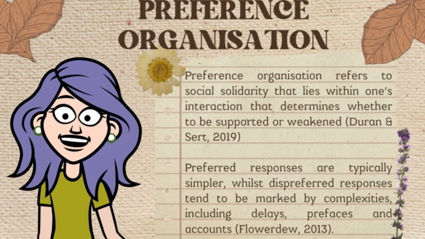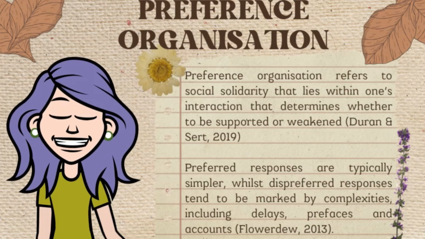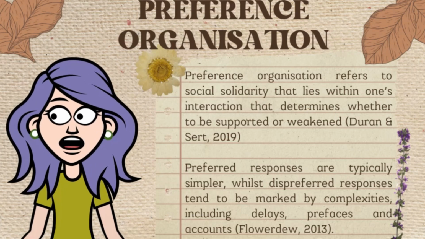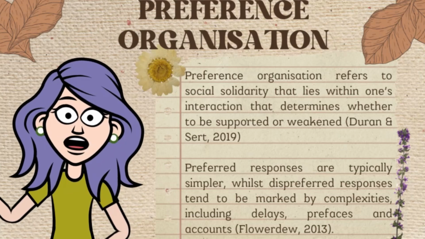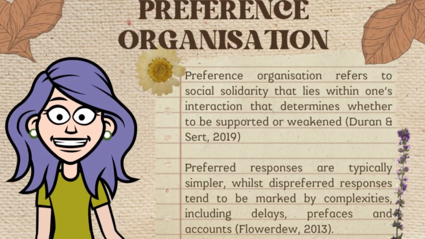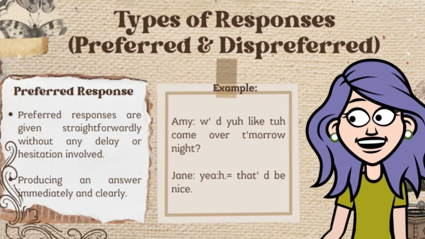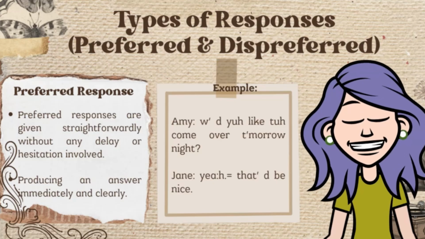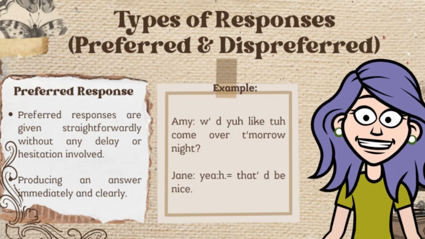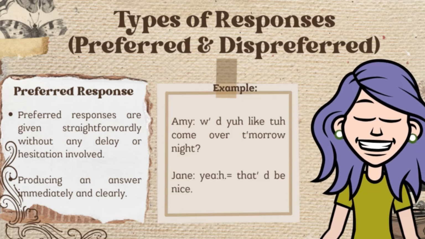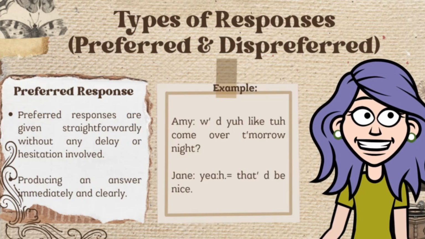And now we will be looking at preference organization, which refers to social solidarity that lies within one's interaction that determines whether it is supported or weakened. Preferred responses are typically simpler, whilst dispreferred responses tend to be marked by complexities including delays, prefaces, and accounts. We have two types of responses, which are preferred and dispreferred. For this one in particular, we will be focusing on preferred responses, which are given out straightforwardly without any delay or hesitation involved, by producing an answer immediately and clearly.